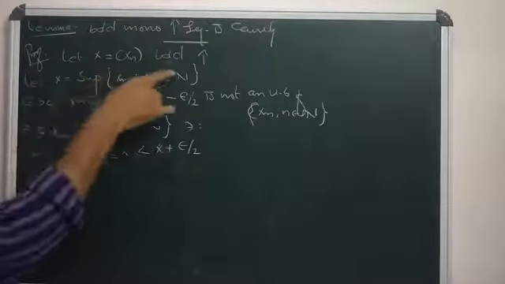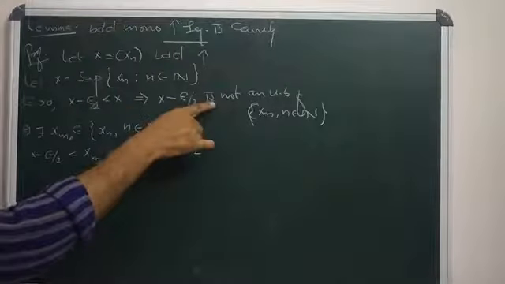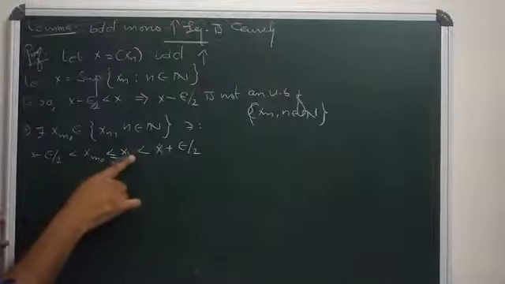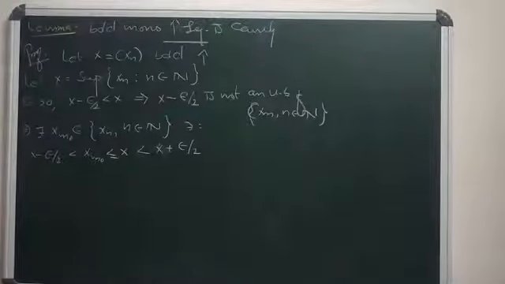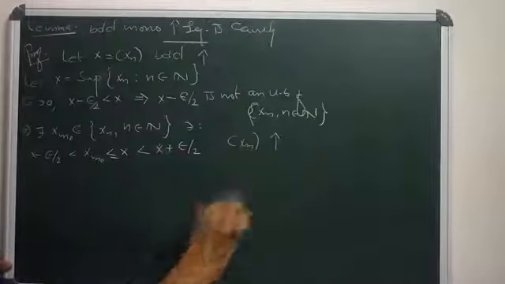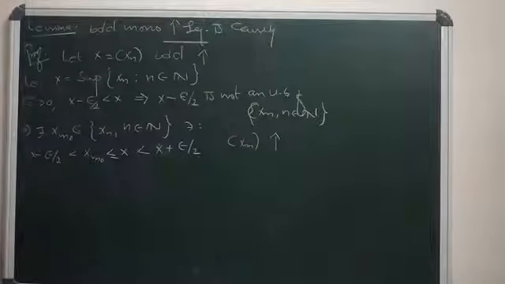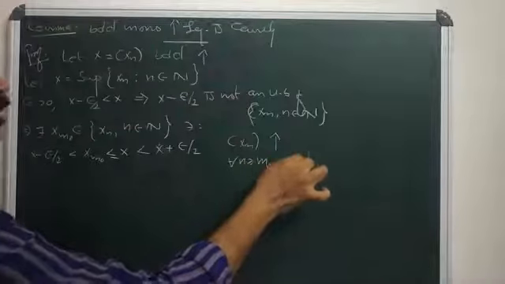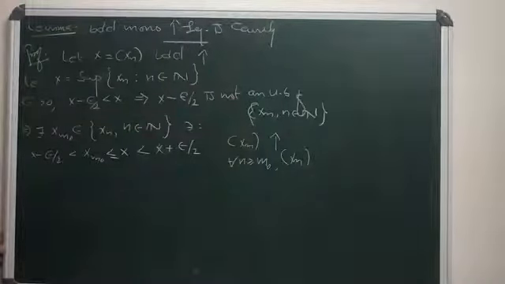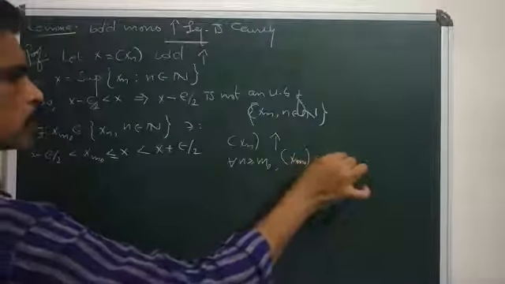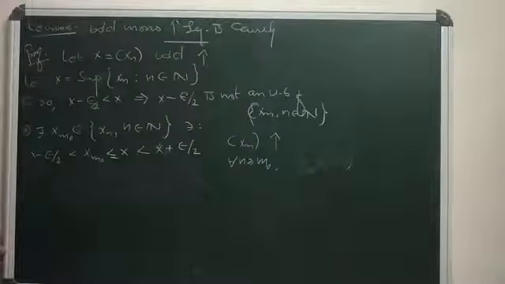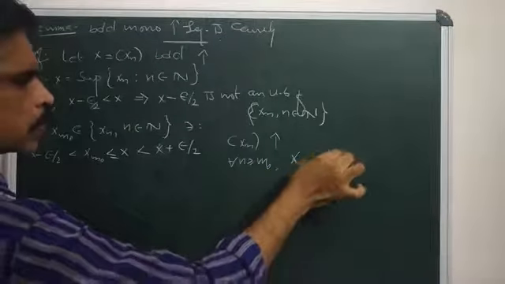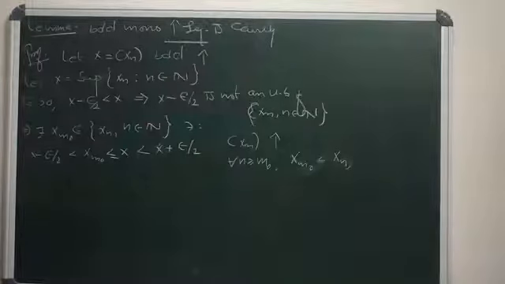Hence there exists some x_m0 in this set such that x minus epsilon by 2, which is not an upper bound, is less than x_m0, which is less than or equal to x, which is strictly less than x plus epsilon by 2. But it is given that x_n is monotonically increasing. So for all n greater than or equal to m0, x_m0 is less than or equal to x_n. Why? Because x_n is a monotonically increasing sequence.